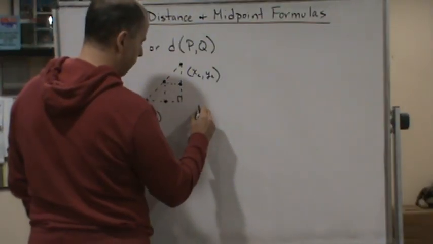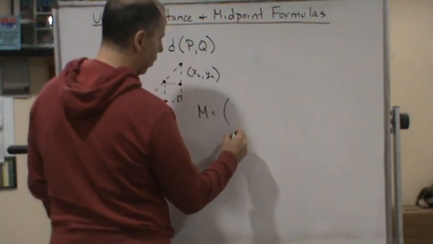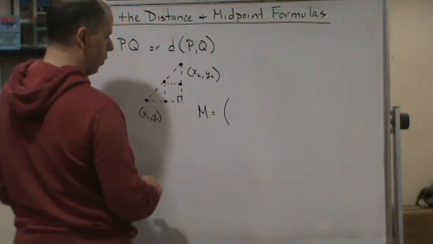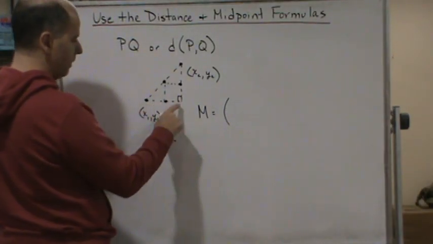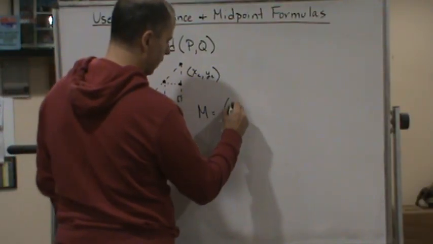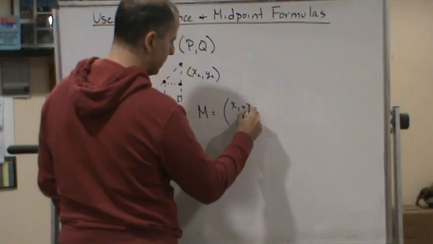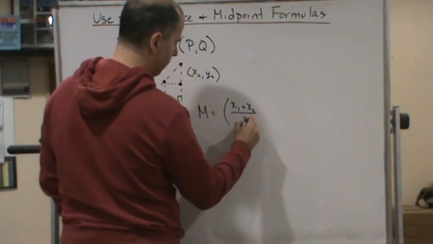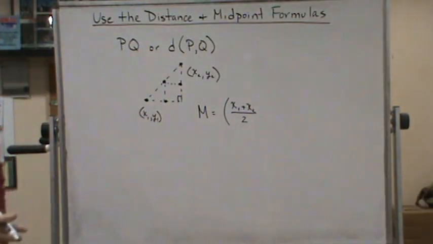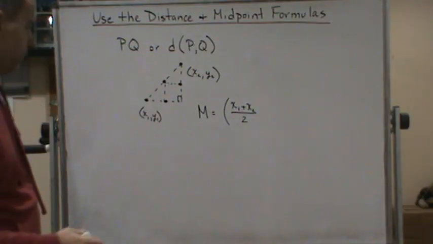So M, which we're going to use for midpoint, is going to be a coordinate. The first coordinate, the x coordinate, is going to be the midpoint of the x's. So that's going to be the midpoint formula, which is x1 plus x2 divided by 2. So we're just taking the average of both x coordinates.